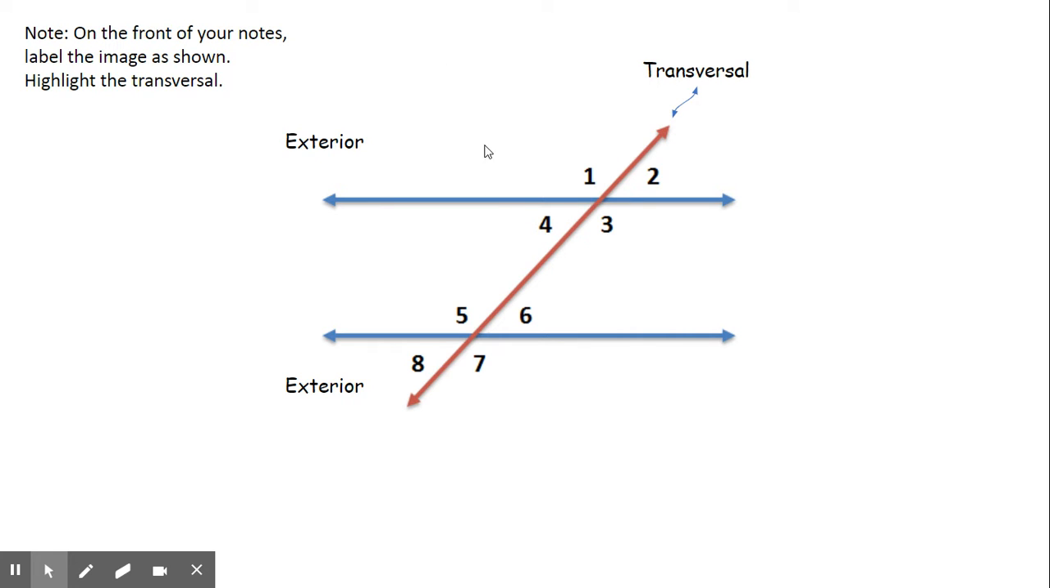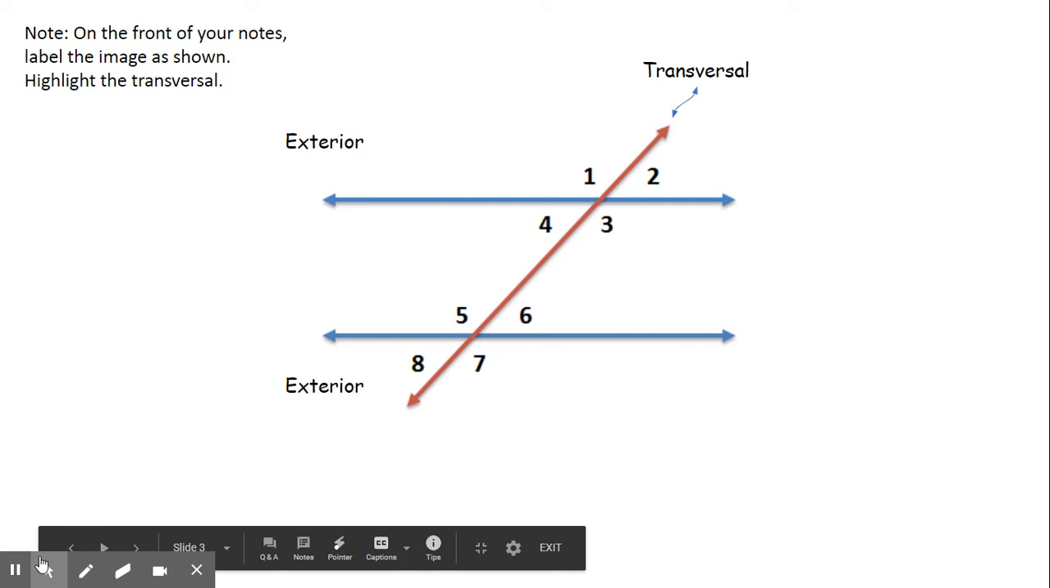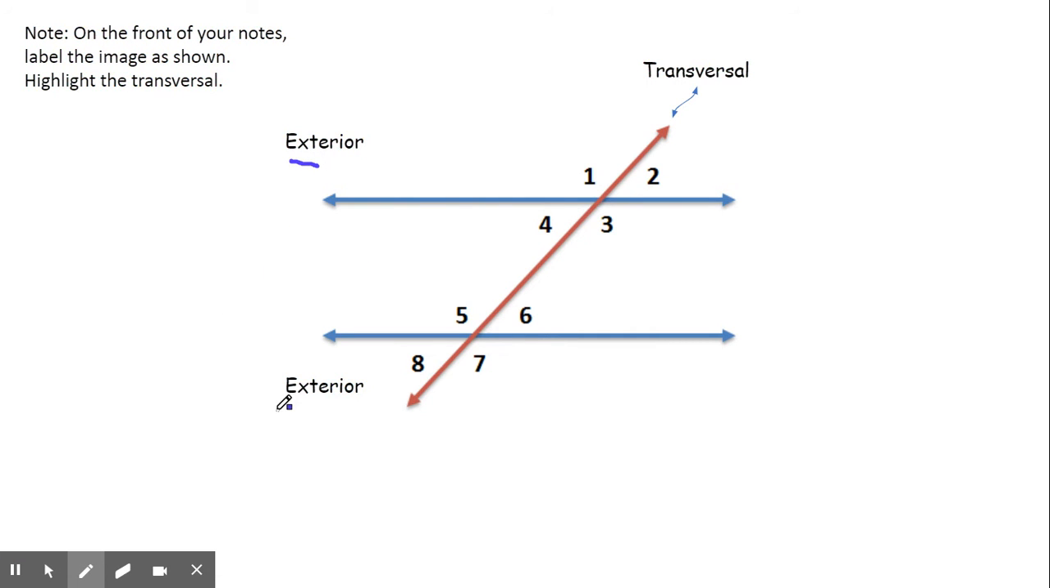Okay, so the outside part of my angles are going to be called exterior. So I have 4 exterior angles. This is exterior, 8 is exterior, number 2 is exterior, and 7 is exterior. Now I have 4 interior, so the middle part, the inside of my parallel lines, is the interior. So I have 4, 5, 3, and 6. Those are all interior angles. Make sure you label them. 1, 8, 7, and 2 are exterior. 4, 5, 6, and 3 are interior.